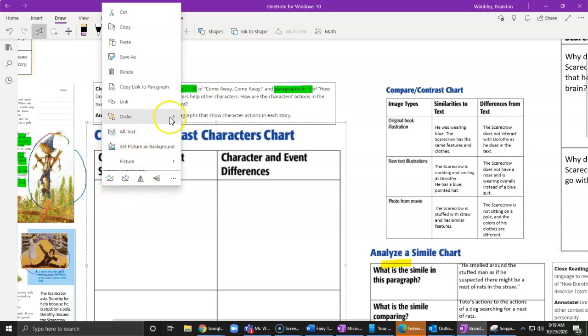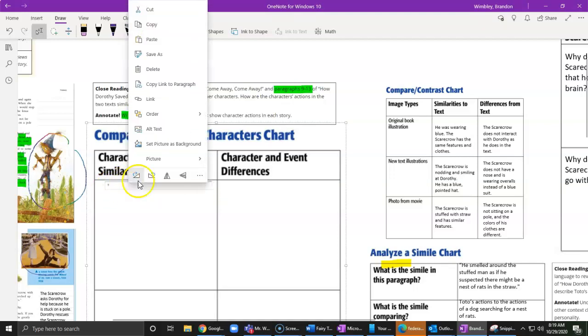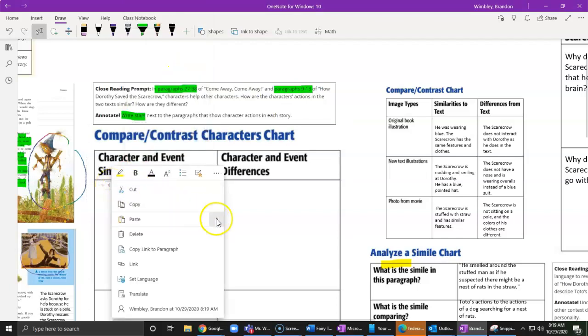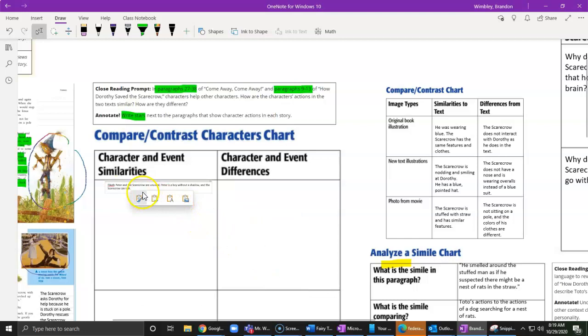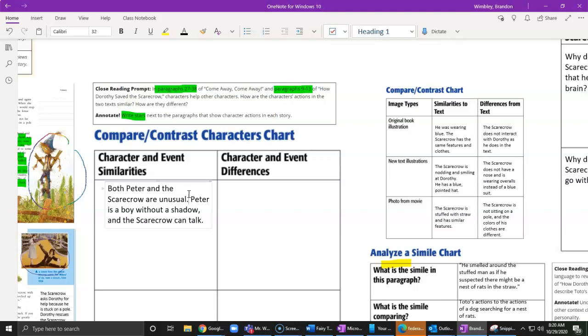So I'm going to put those in for my similarities. So let me stretch this out. They're both those unusual characters. There we go. Now let's make it a little bigger so we can see it better. They're both unusual. Remember, Peter is a boy without a shadow, and everyone has a shadow. And the Scarecrow is a scarecrow who can talk. So both are a little bit different, and that's how they're similar.